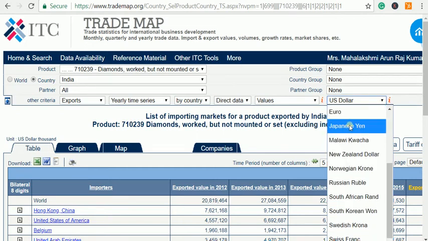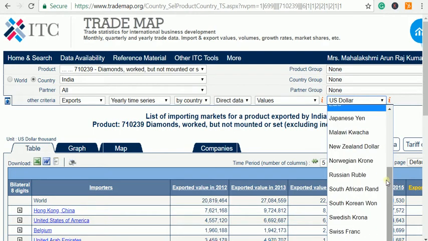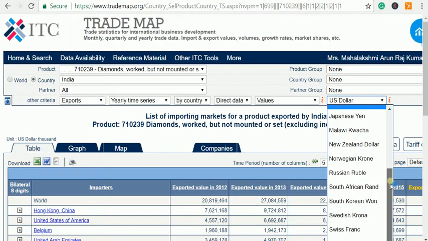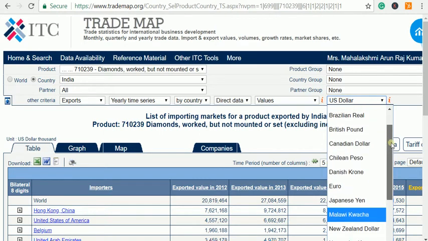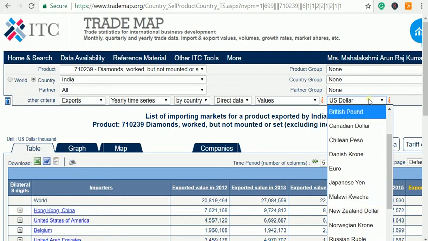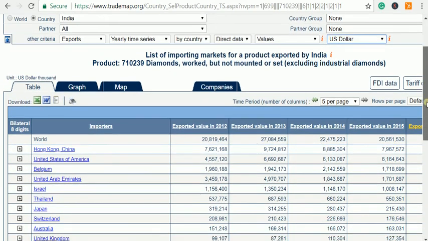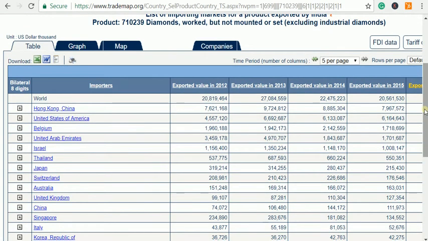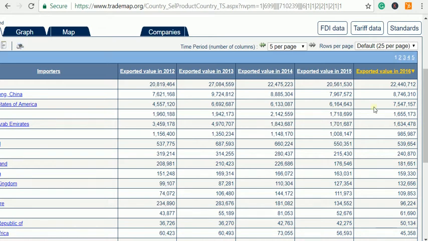Here, in which currency do you want to see? So let's see if Indian rupees is there. So Indian rupees is not there. That means these are the currencies that are allowed to be used in foreign trade. So we use US dollar as standard because most of the exports are done in US dollars. Because here I have chosen diamonds, it is going to be a little bit tricky. Here it shows the values of diamonds exported from 2012 to 2016.